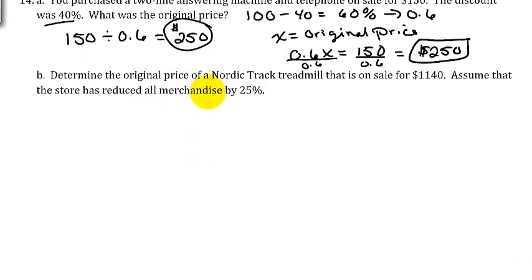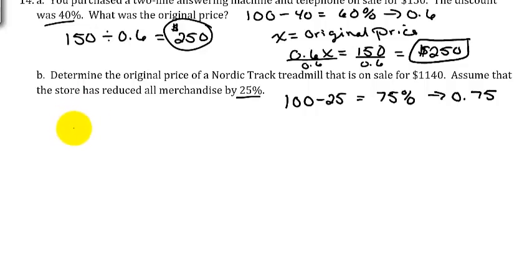Determine the original price of a Nordic Track treadmill that is on sale for $1,140. Assume that the store has reduced all merchandise by 25%. So we have a 25% discount. First we need to figure out our decay factor, and that would be 100 minus 25. That gives us 75, so this is a percent. We want the decimal representation of that, and that would be 0.75.